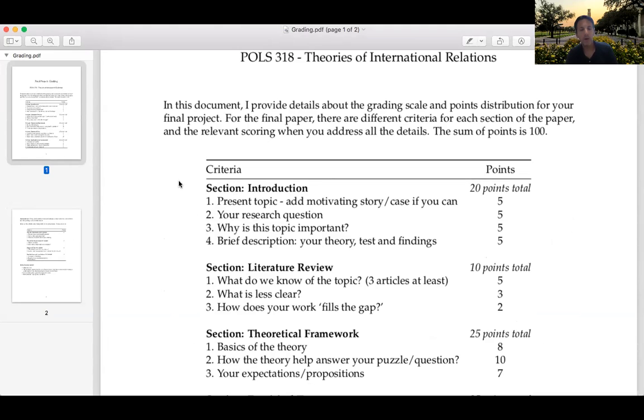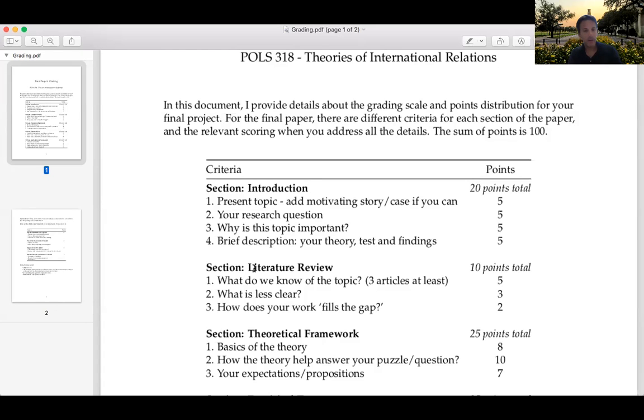So you present the topic. For example, in your introduction, what are you talking about in this research project? It's going to be great if you're able to find a motivating case or a motivating story to explain why we should study this topic. Address things like the research question, then explain why it's important to study this research. And you end the introduction by providing a brief description of the theory that you relied upon, what kind of tests you ran, and what your main findings were. It states here brief on purpose, because it has to be brief, such as two paragraphs tops.